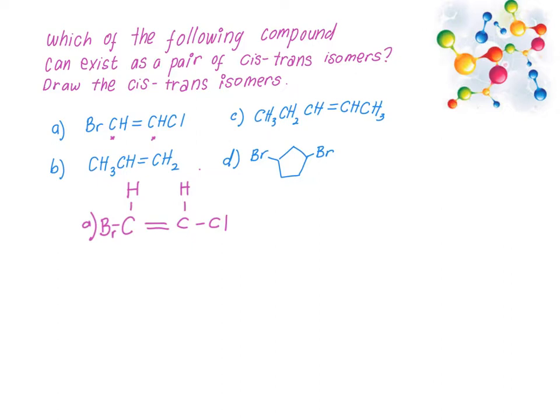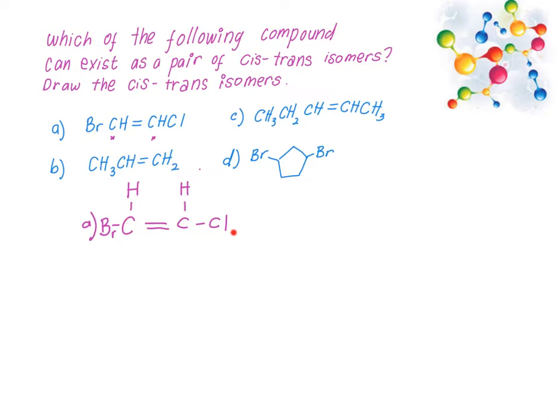So let us check the first carbon. The first carbon is bonded to two different groups, hydrogen and bromine. So carbon number 1 is approved. Carbon number 2 is bonded to hydrogen and chlorine, so it's also bonded to two different groups, which is also approved. So now we know that structure A can form cis-trans isomers.